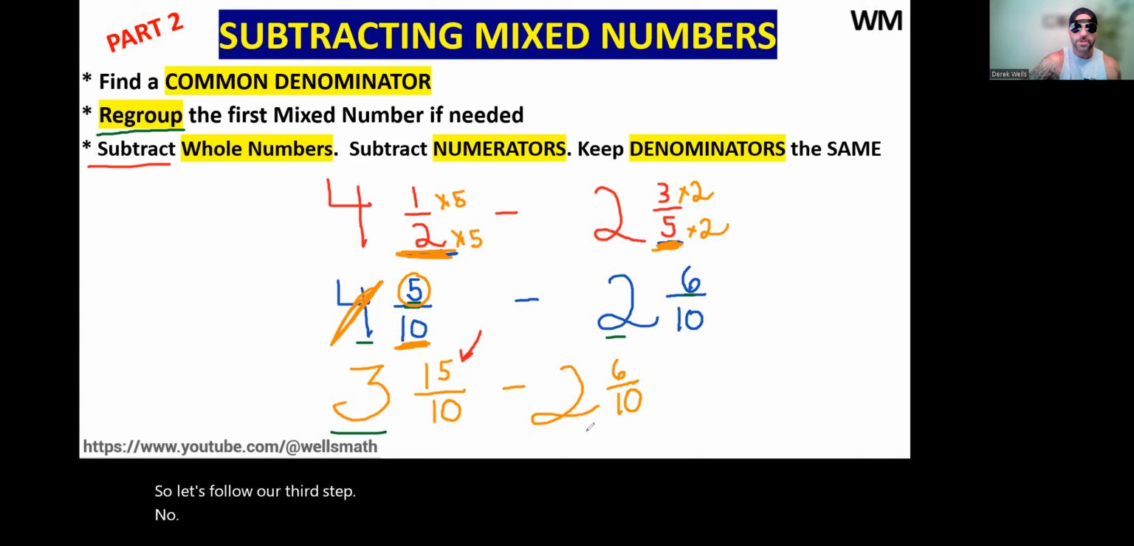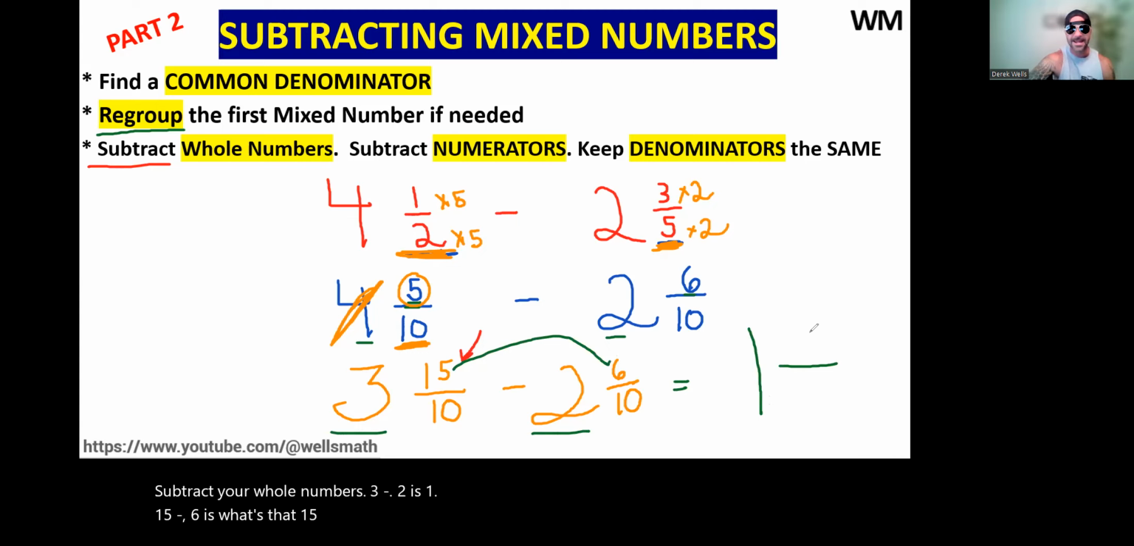Subtract your whole numbers. 3 minus 2 is 1. 15 minus 6 is, what's that? 15 minus 6, that is 9. And we will keep the denominators the same.